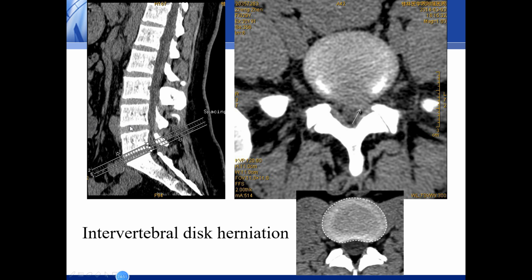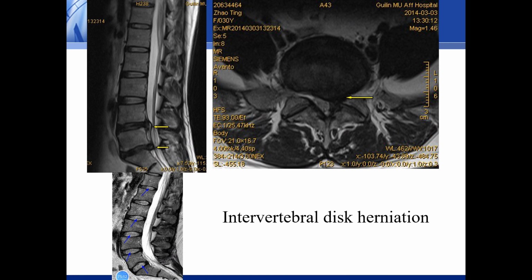And here is the sagittal view. And this is the normal. And here is the nucleus protruding in the spinal canal and compressing the nerve root here. So this is the CT, showing intervertebral disc herniation. And here is the MRI, showing intervertebral disc herniation.